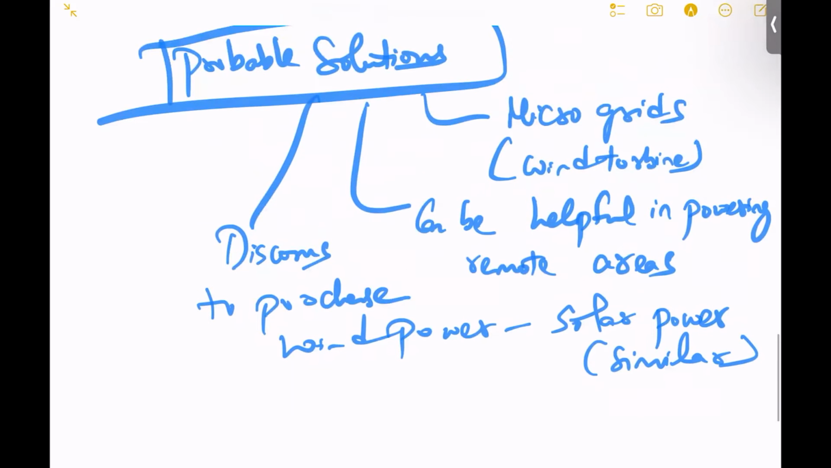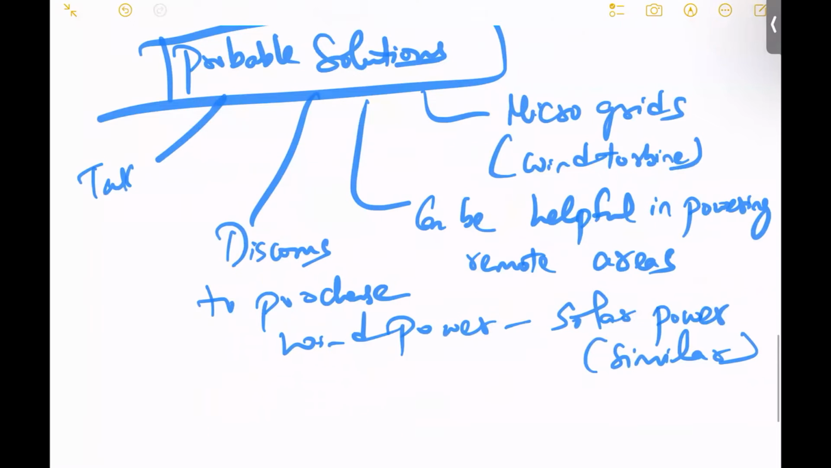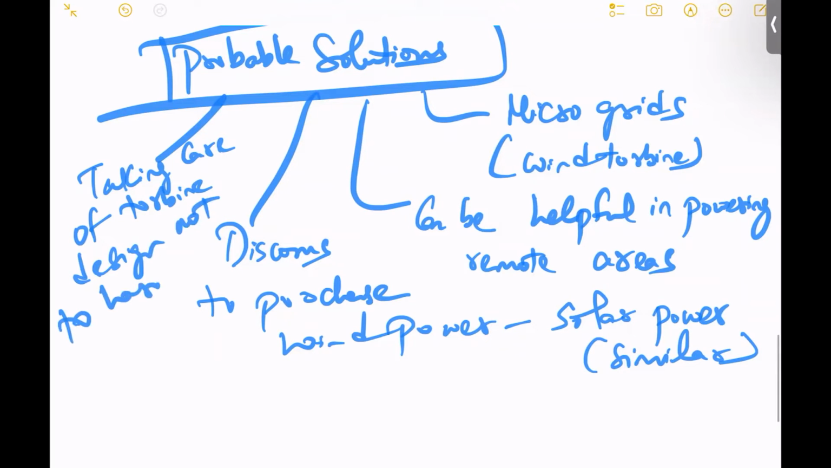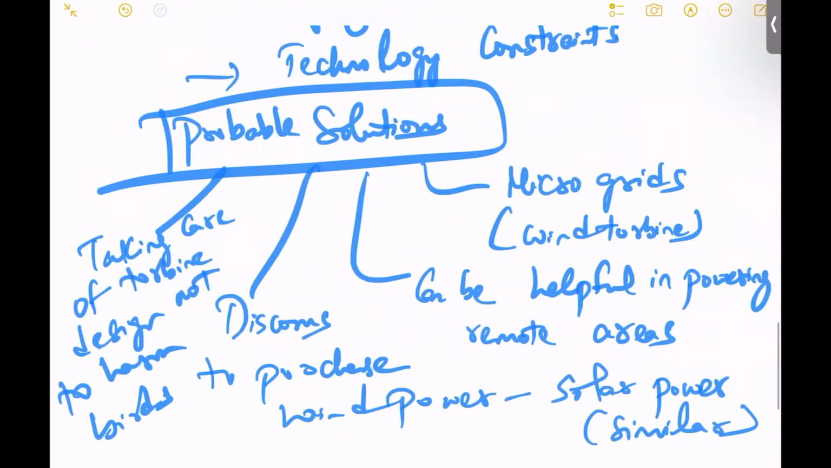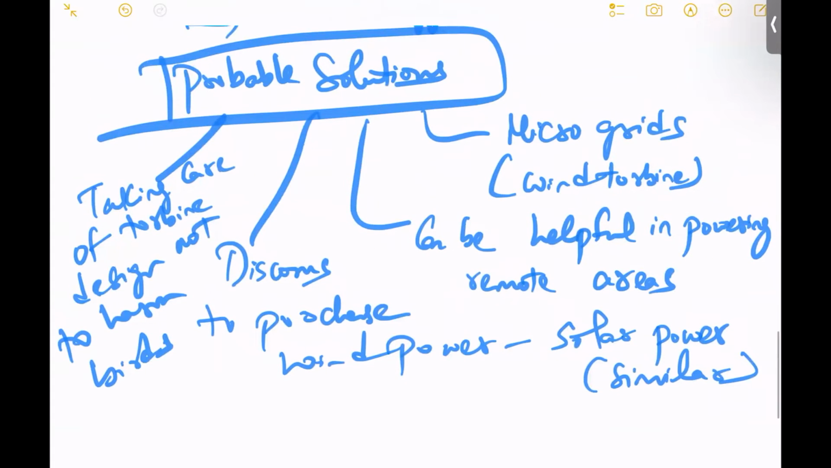Okay. So taking care of turbine design not to harm birds. So these are the probable solutions. And then finally, technology updation.